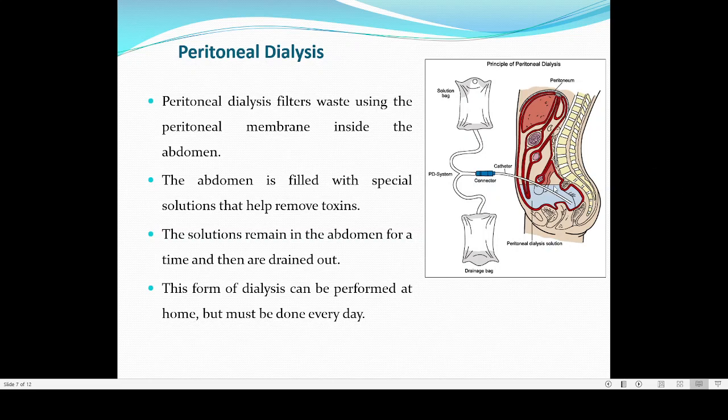Now what we are doing is filling this abdominal cavity, or simply the peritoneal space, with a type of solution, basically a light salt solution. Then whatever waste materials are present in our blood will enter into the salt solution through diffusion or osmosis. So after some time, most of the waste material like urea and creatinine will be dissolved in this solution, and after a while we will remove that solution also.